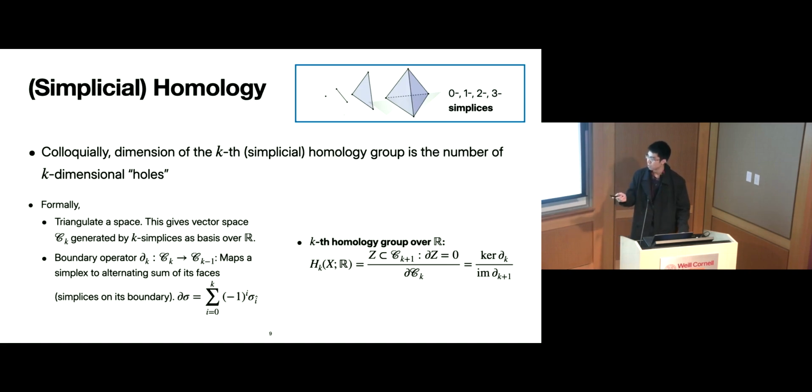And formally, it's hard to do in 10 minutes, but this is an invariant that you can compute from the triangulation of a space, and then you generate a vector space by choosing the k-simplices as basis over the reals. And you take this fancy boundary operator, which sends a simplex to each of its edges in an alternating sum. And then you can compute this homology group, which is the kernel over image of this boundary operator.